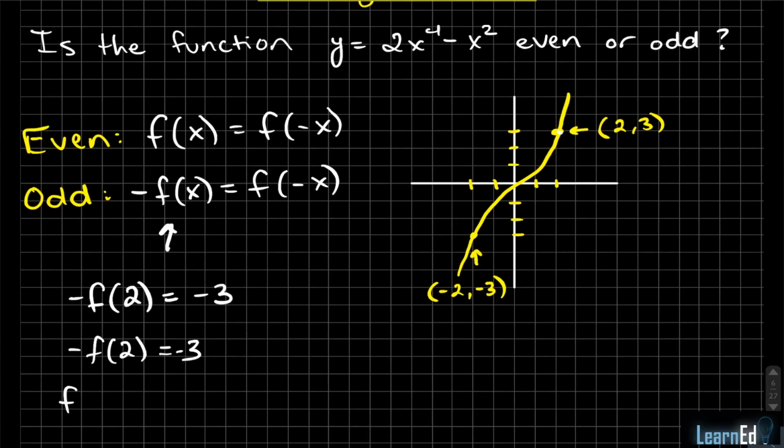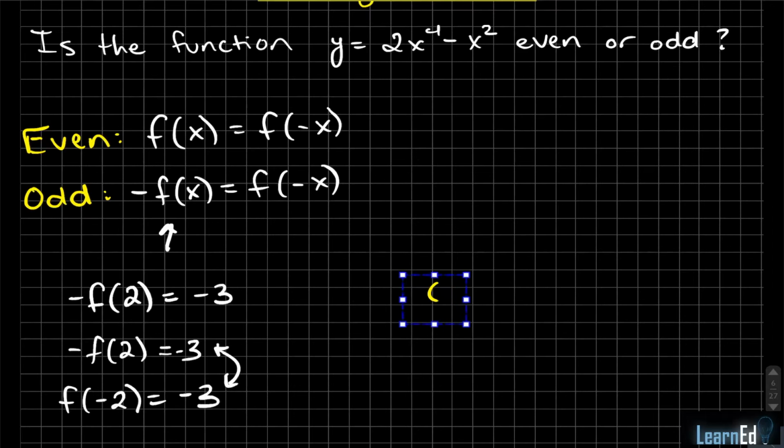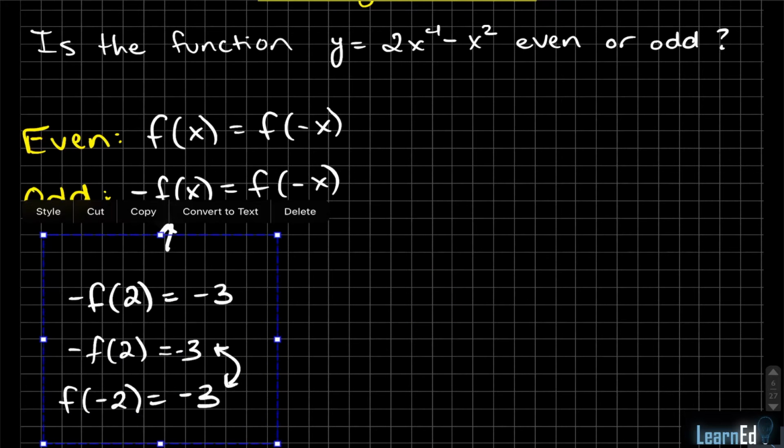Now for f of negative x, I'm talking about f of -2, and here you can see that that point is -3. Sorry that took so long to set up, but you get -3 here and here, and so since those things are equal, it's an odd function. That's the idea. So hopefully that makes sense.